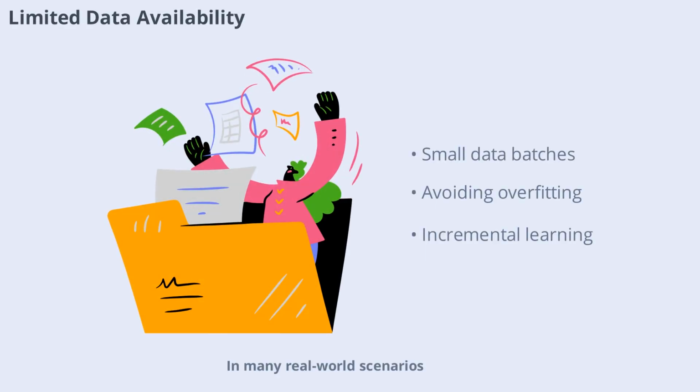In many real-world scenarios, you might only have access to a small amount of new data at any given time. Retraining a model from scratch with limited data can lead to overfitting or poor generalization. Model evolution techniques are designed to make the most of the data you have, allowing your model to learn incrementally and adapt without needing the entire dataset. This makes them especially useful in environments where data arrives in small batches or is expensive to collect.